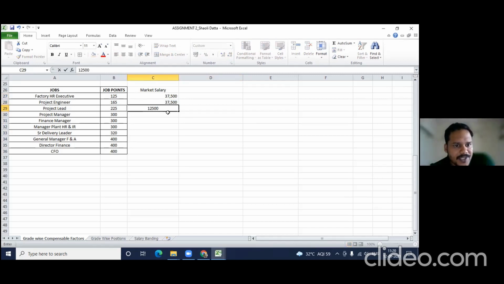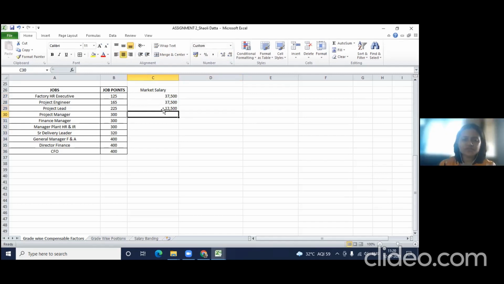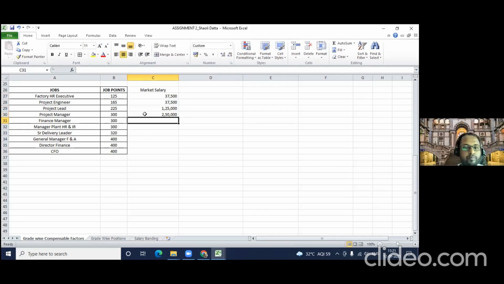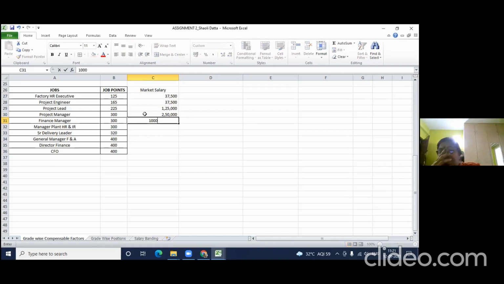Next is what? Project manager, right? Project manager, 2,50,000. Yeah, one more zero. 2,50,000 for project manager. Then finance manager, it is 1 lakh. No, no, no.